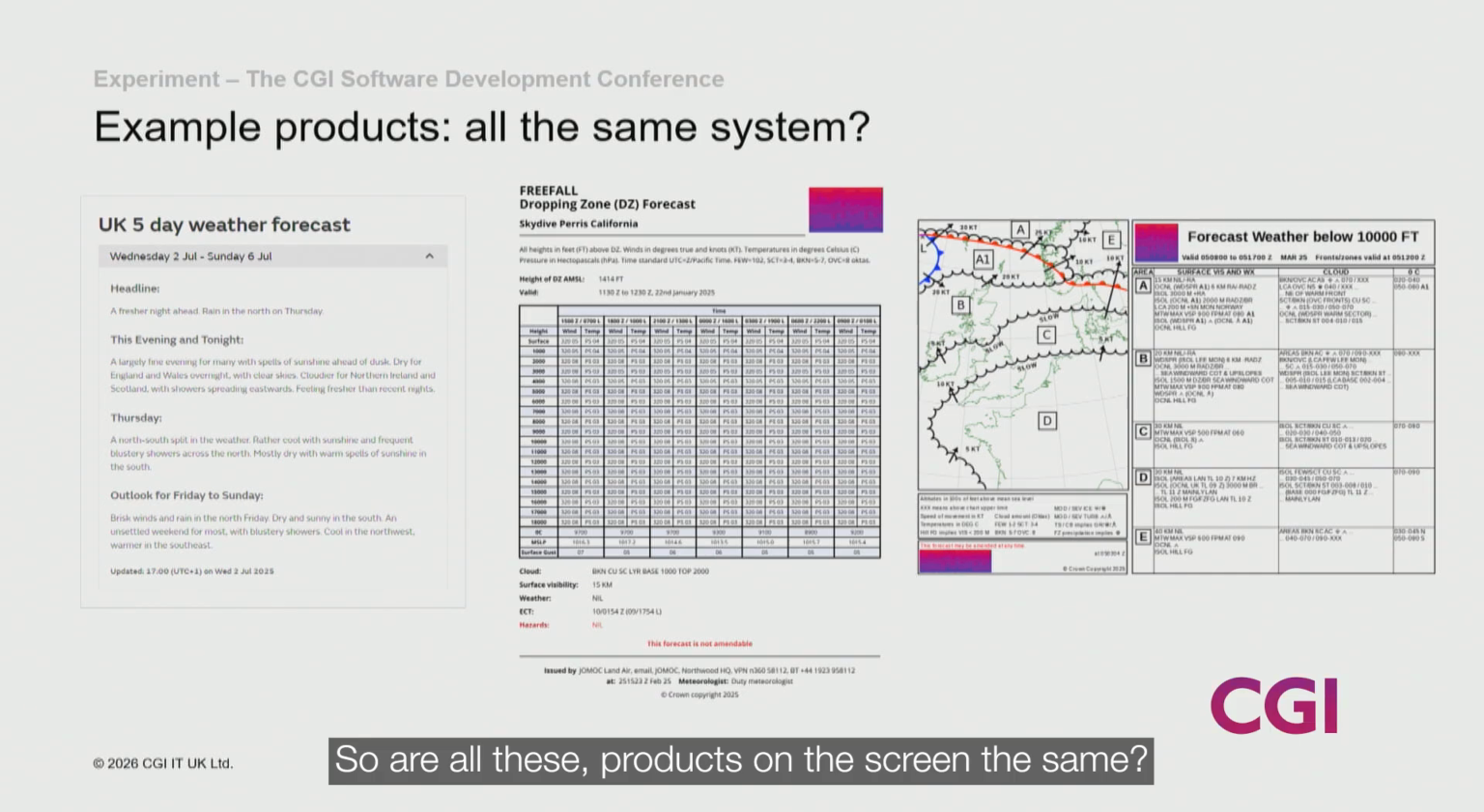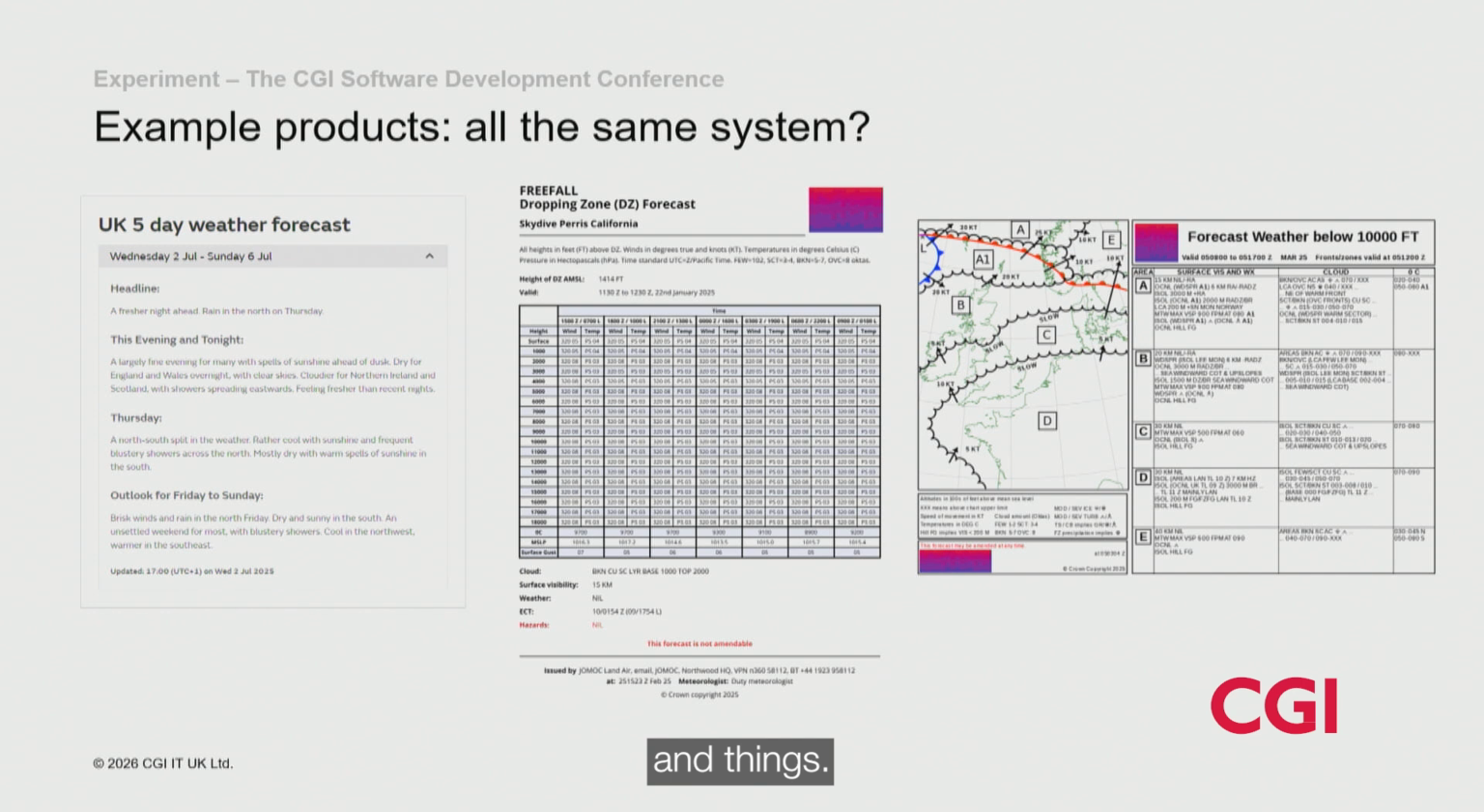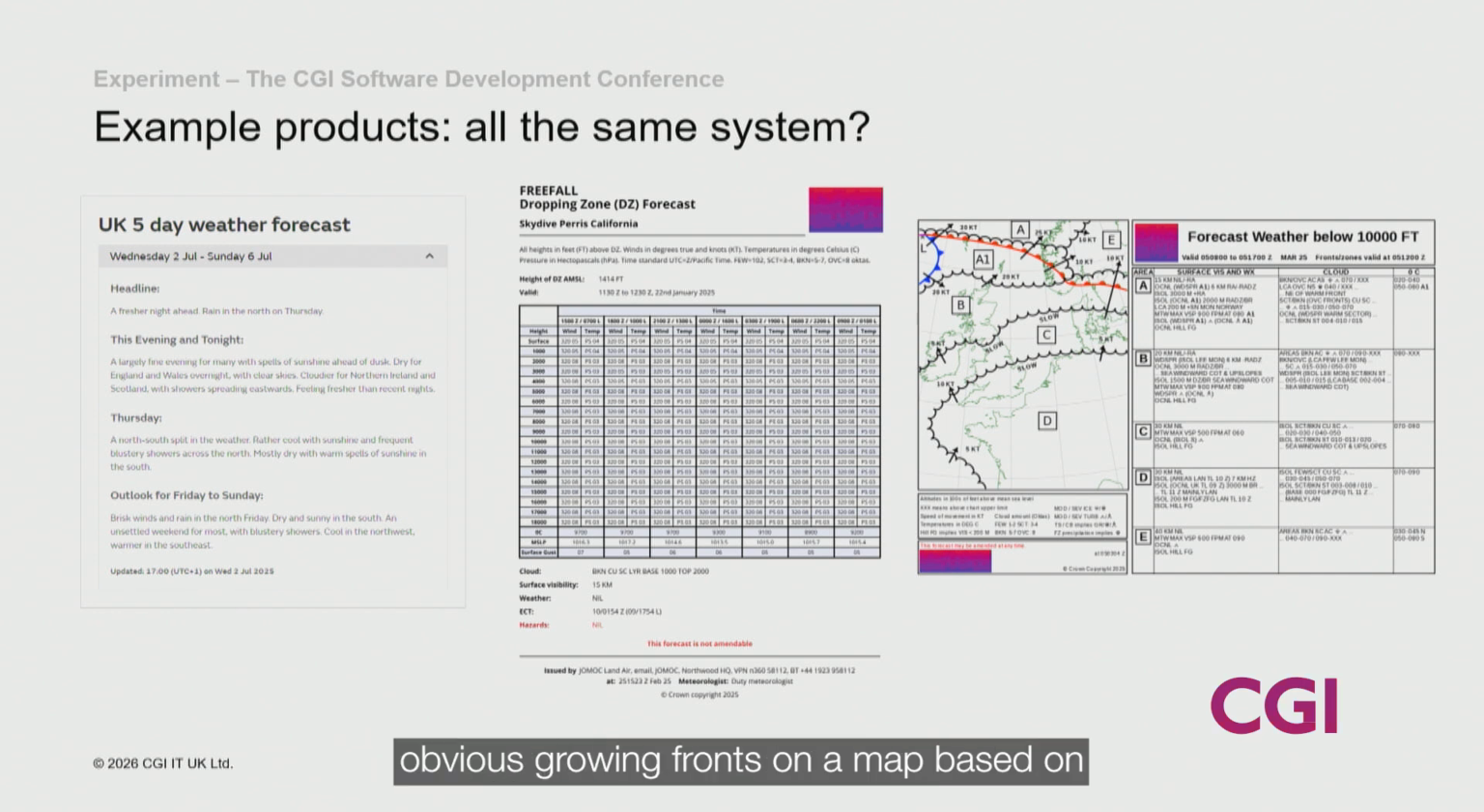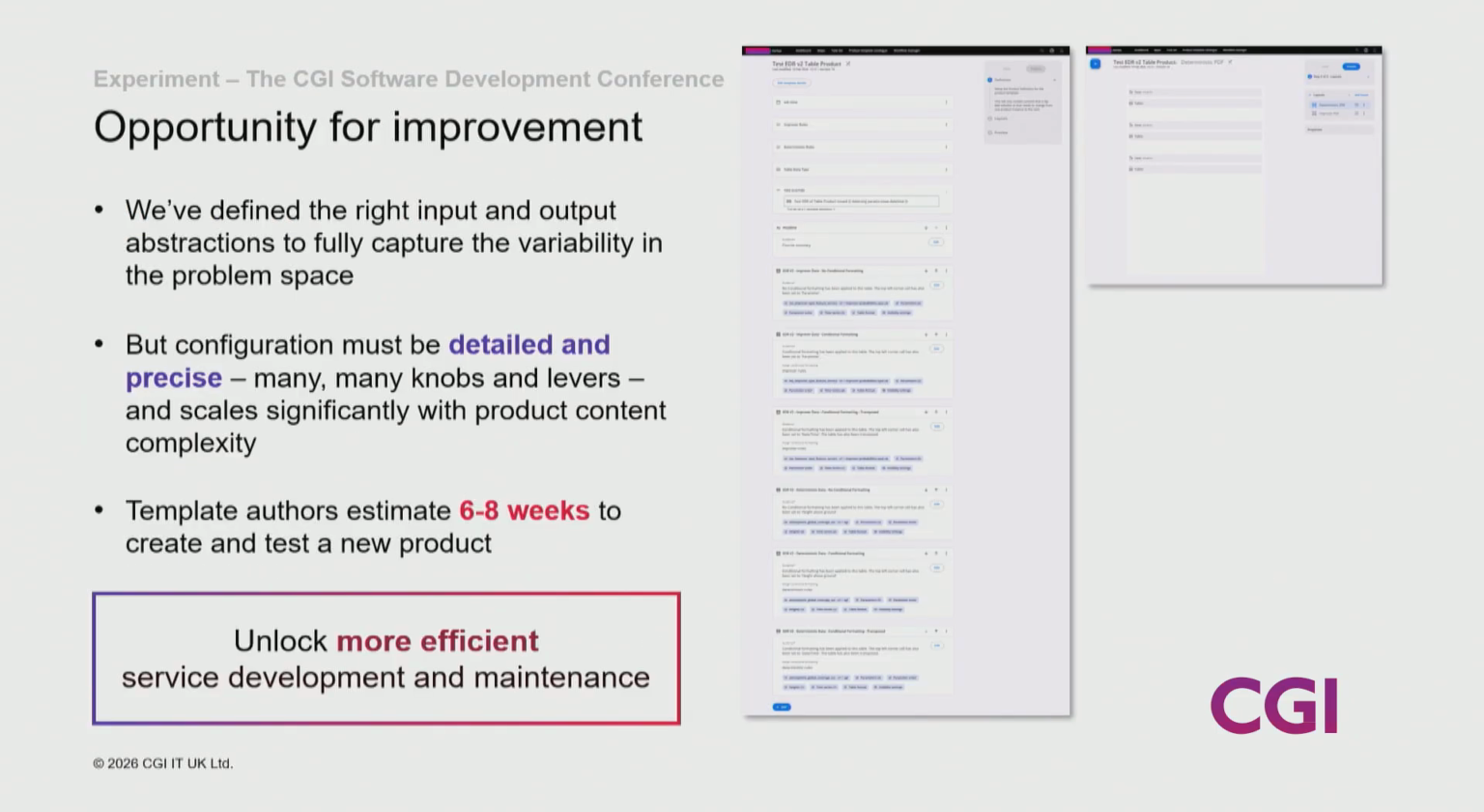So are all these products on the screen the same? You've got the standard sort of text-based 5-day weather forecast. You've got a massive data product with a table of wind speed and temperature and pressure and things. And we've also got graphical elements as well. So these are perhaps a meteorologist drawing fronts on a map based on what the weather model has produced, and then annotating it with forecast information alongside.